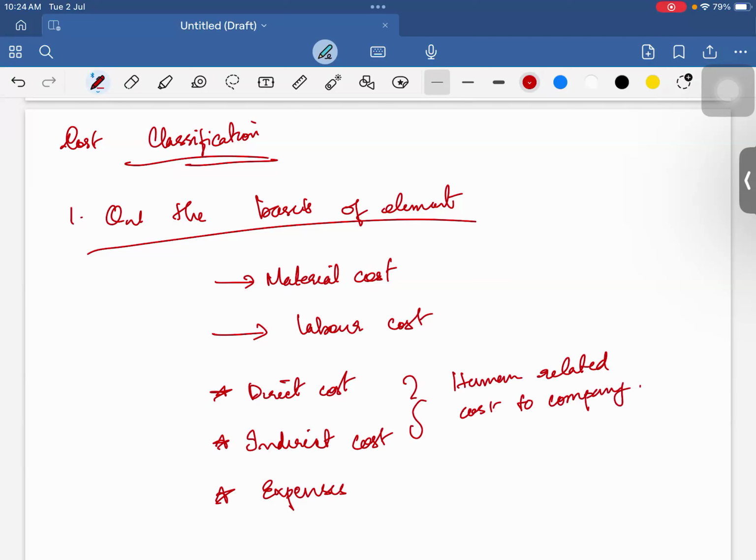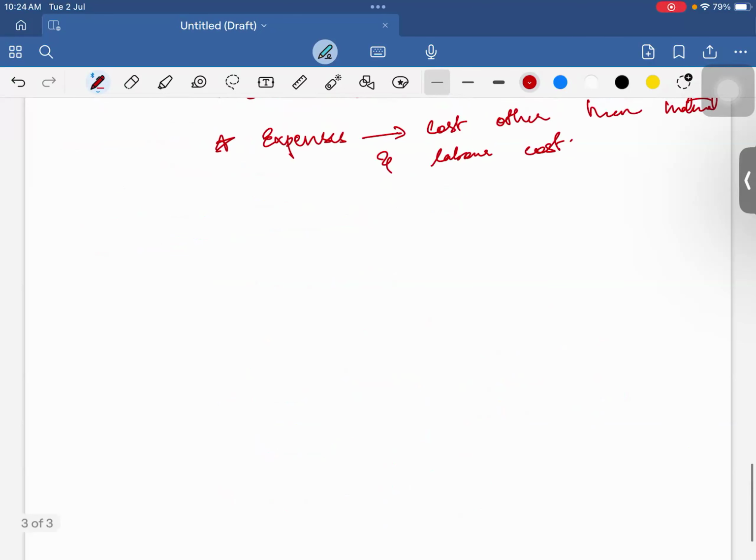Now, suppose you have anything that is not a human related cost, anything that is not a material cost, then you have expenses. Cost other than material and labor cost. Same thing, you studied this in MA. Second one is on the basis of traceability.